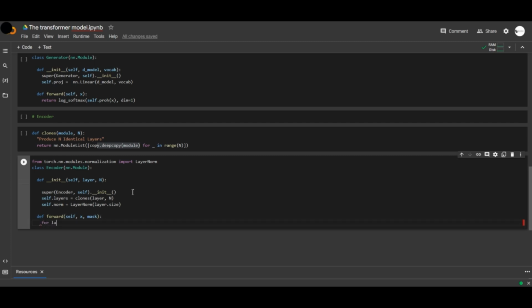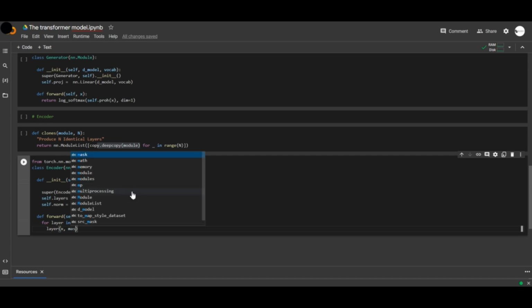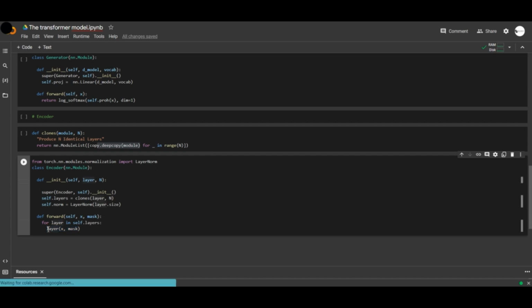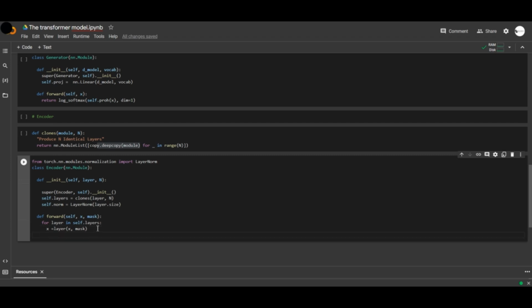So we're gonna say for layer in self.layers, take the layer and pass in the input and the mask, and this will return x as an input. Then what we need to do is take that x and normalize it, so we can say return self.norm(x).